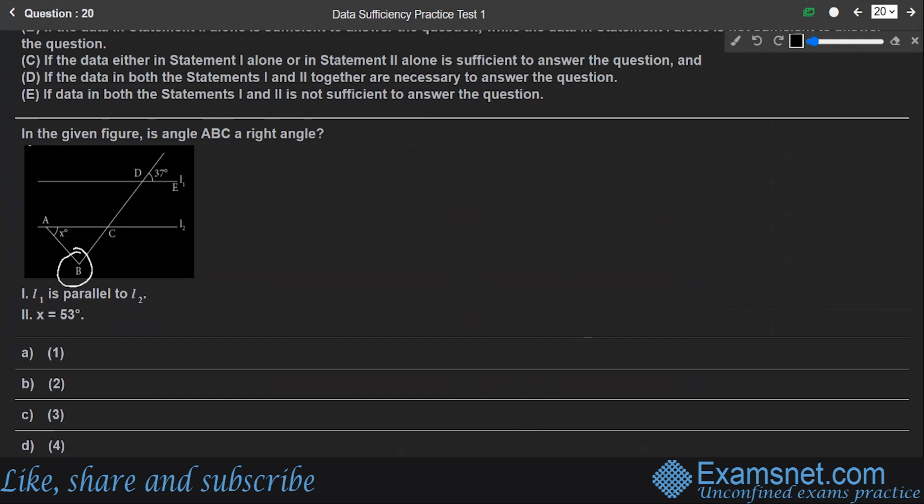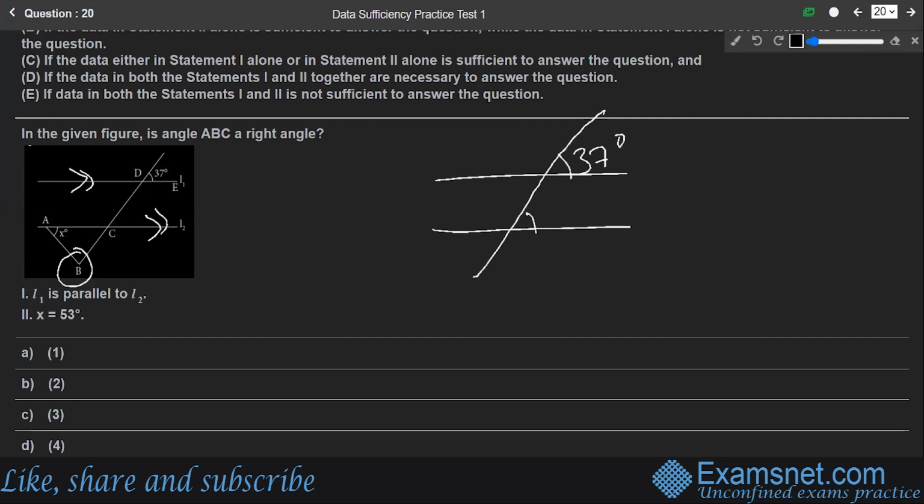L1 is parallel to L2. So these two lines are parallel. When two lines are parallel to each other, then their corresponding and interior alternate angles are equal. What does that mean? If these two lines are parallel like that and there is a transversal cutting them like that, then this and this angle are called corresponding angles to each other. So this angle is already mentioned in the diagram as 37 degrees. So this very angle, that is angle C, also becomes 37 degrees because of the corresponding angles.